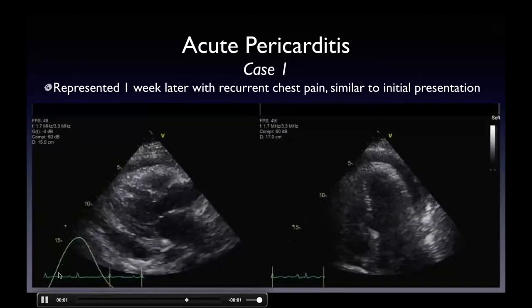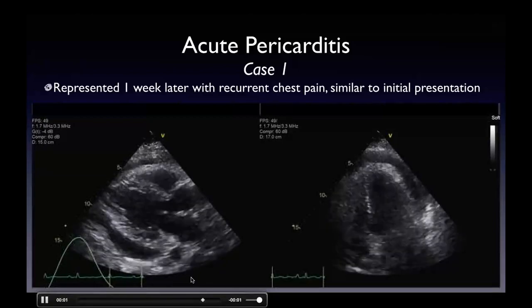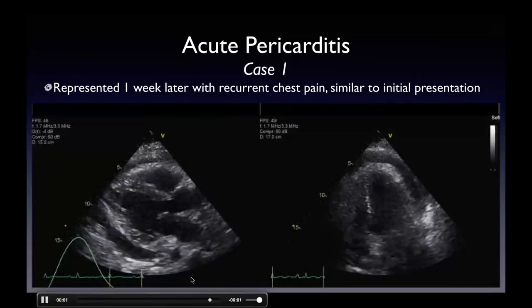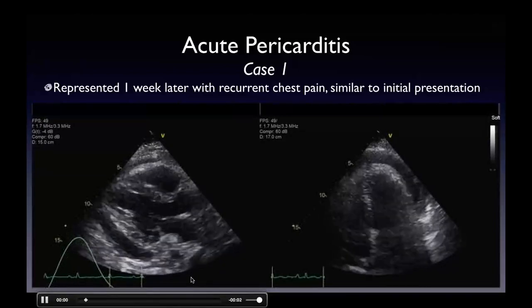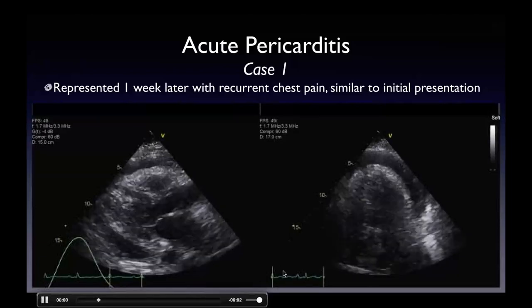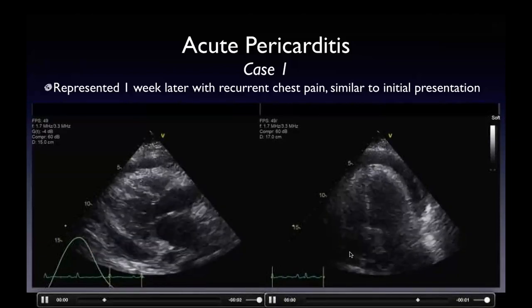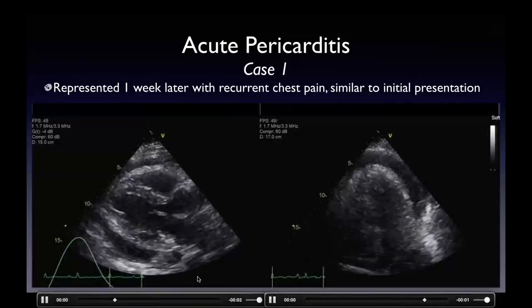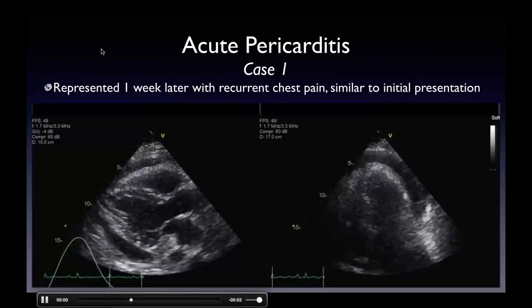And at least on these two views, you don't see any signs of RV compression. It's difficult to see the RA, but I don't see any RA inversion here. Of course, you do the Doppler, the IVC, et cetera, as well.